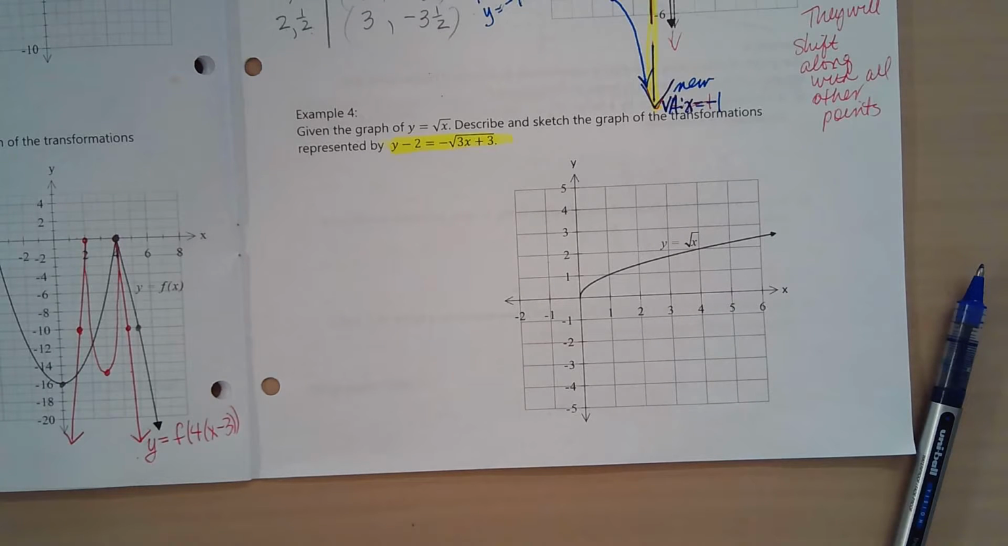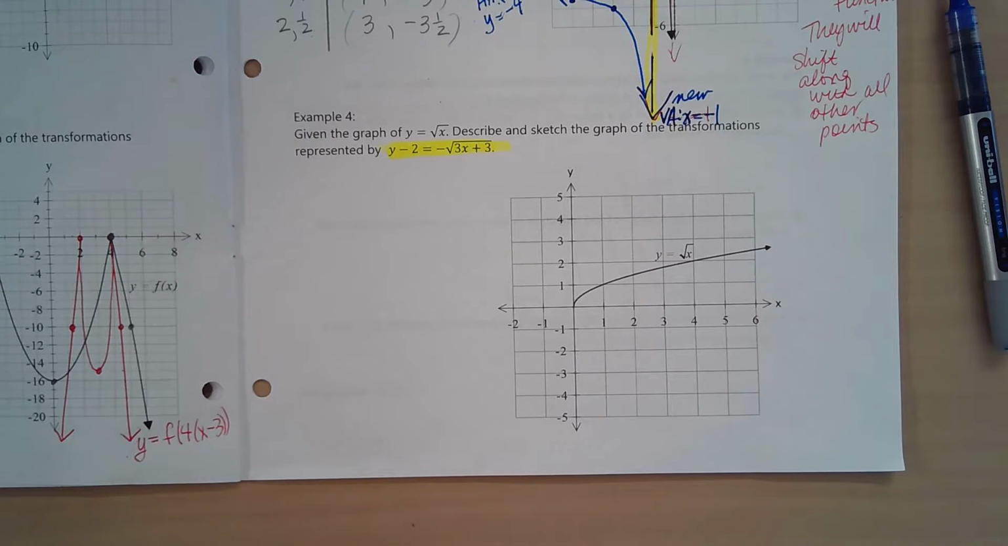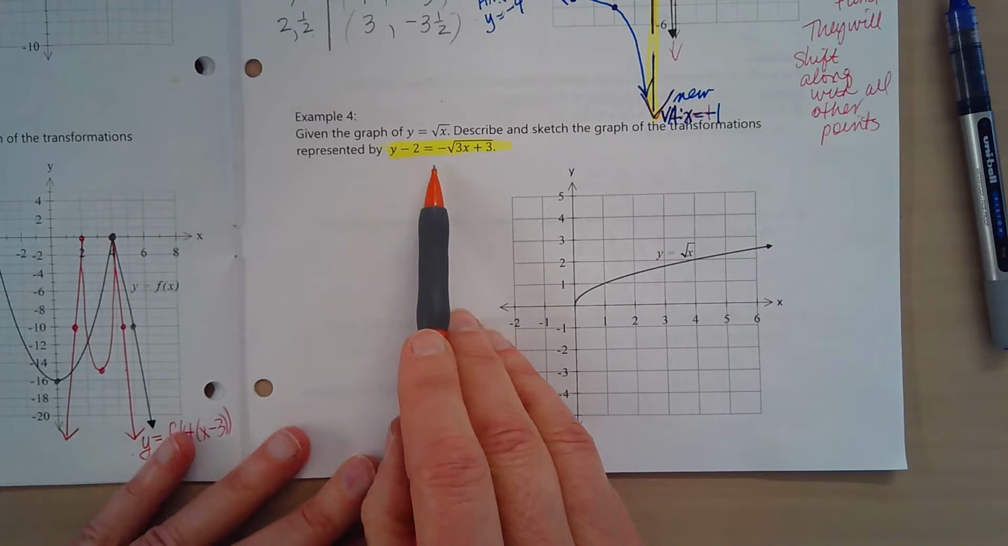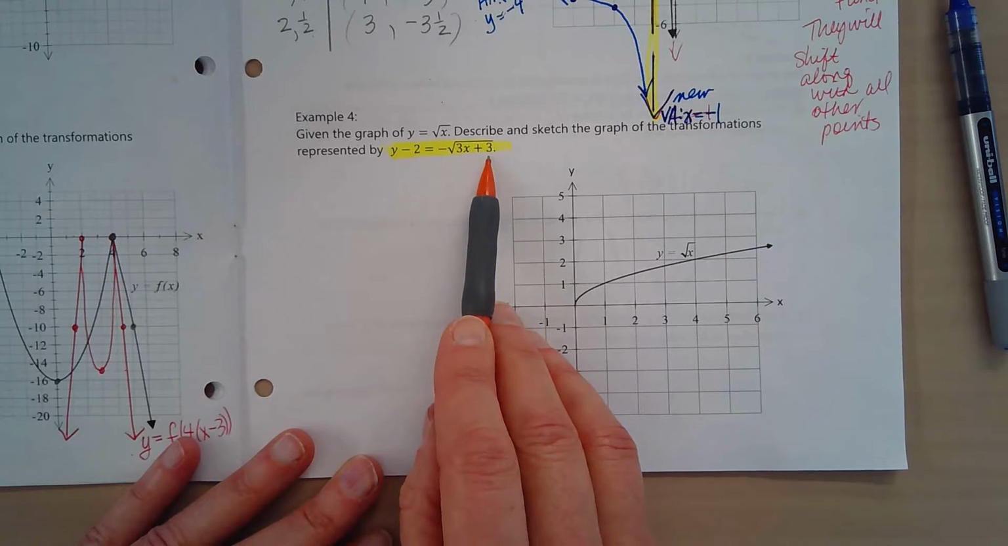Everyone take a moment, identify the changes, see if you can just jot down in bullet form what the changes are to this graph. I actually see 4 changes. 1, 2, 3, 4.